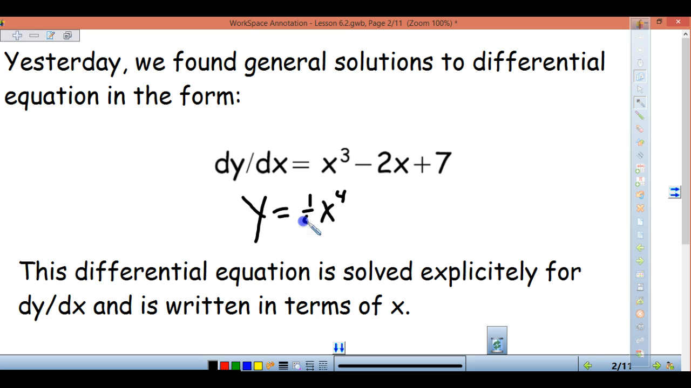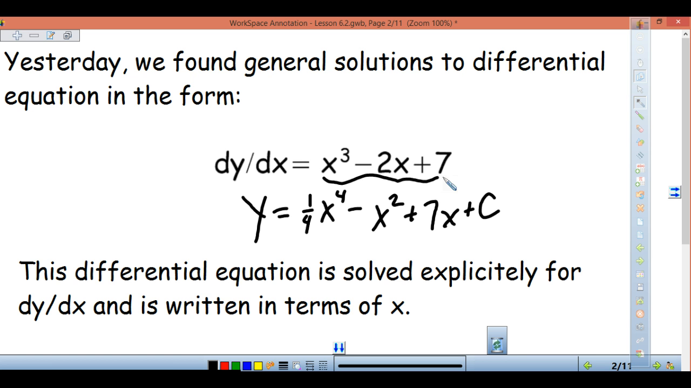I would have to have a 1/4 out front to compensate to get that to be x cubed. So minus x squared plus 7x, and then there could be a constant there that we aren't able to determine, so we have to write that as a plus c. So we do consider this the general solution. This is the type of differential equation that we've been working with, and it's solved explicitly for dy/dx equals, this whole side of the equation here is written in terms of our independent variable x.